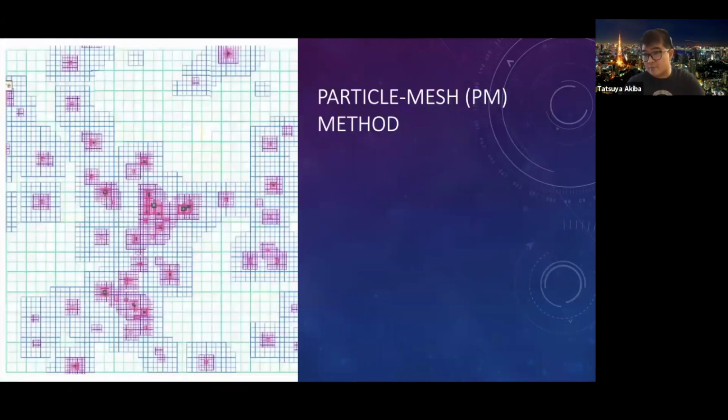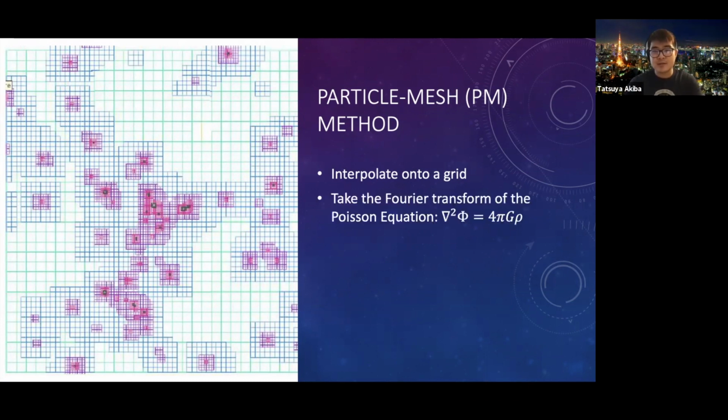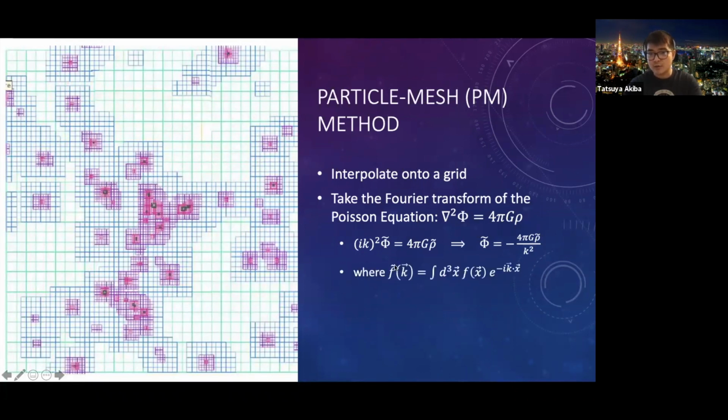Another method that's often used is the particle mesh method. In the particle mesh method, we are going to put a grid onto the entire simulation, and we're going to interpolate the positions and the velocity vectors of each of the particles onto the grid. Once we do that, we can invoke a Fourier method. So if we Fourier transform this Poisson equation, which is shown here, we get something that looks like this, where, of course, the twiddle denotes the Fourier transformed quantities.